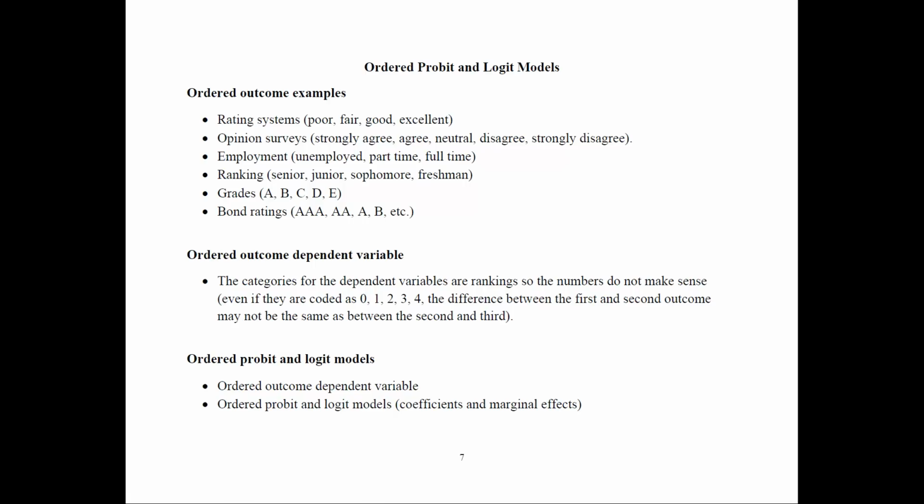So here the dependent variable is ordered, which means that the categories are rankings, so the numbers don't make sense because the difference between them doesn't necessarily have any meaning, but they're ordered. So we know which one follows after which one. And here we would talk about the ordered outcome dependent variable and the ordered Probit and Logit models, including the coefficients and marginal effects and how we need to interpret them.